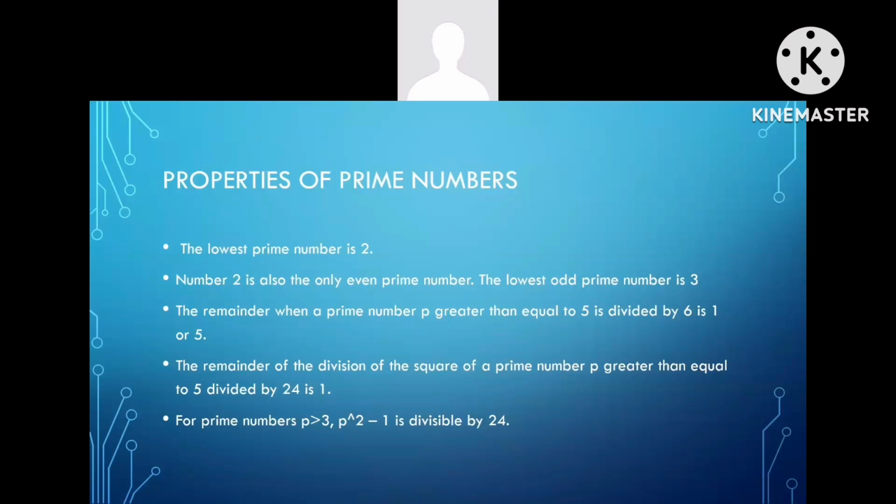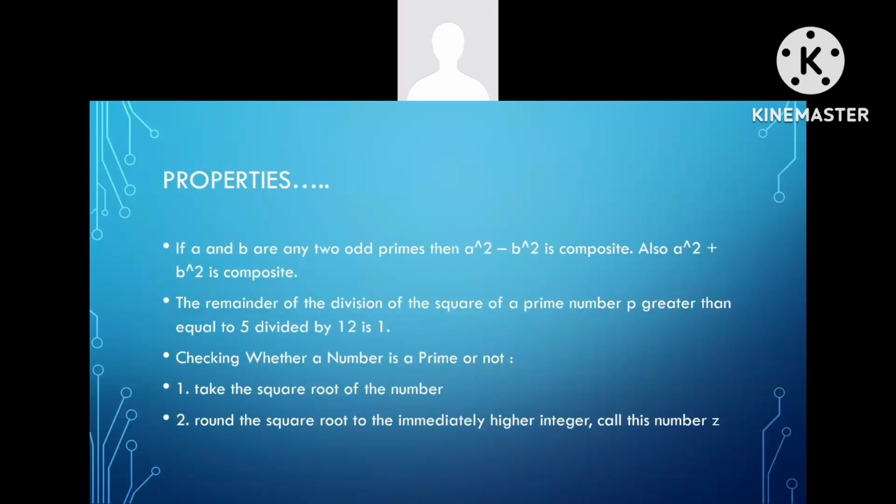The remainder when a prime number p greater than or equal to 5 is divided by 6 is 1 or 5. The remainder of the division of the square of a prime number p greater than or equal to 5 divided by 24 is 1. For prime numbers p greater than 3, p square minus 1 is divisible by 24. Next come other properties. If a and b are any two odd primes, then a square minus b square is composite. Also, a square plus b square is composite.